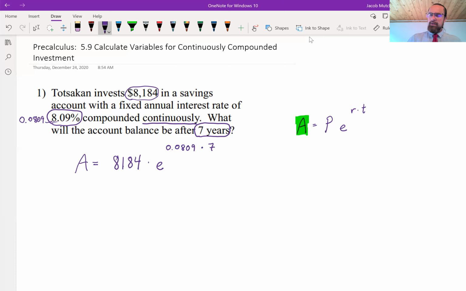So initially, we just write an equation like the one that we've got here. A equals 8,184 times base E to the power of 0.0809 times 7. And I just want to evaluate that. We'll round to the nearest hundredth, since that would be the nearest value that would be equivalent to money, 1 cent. So we'll just input here into Desmos. Let's head over there.